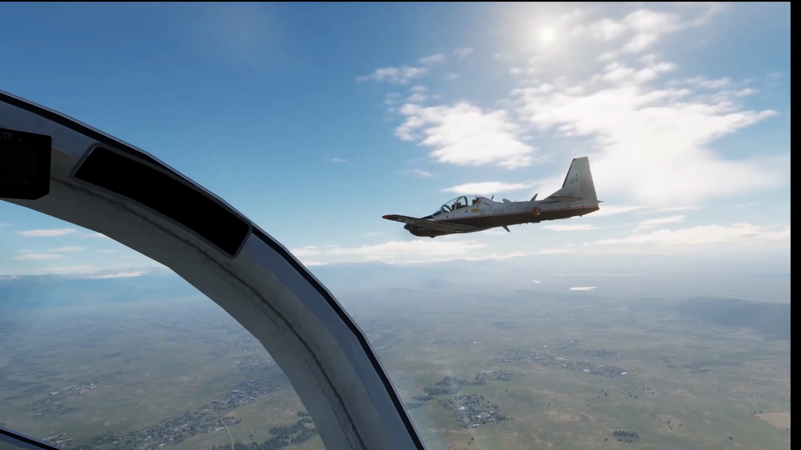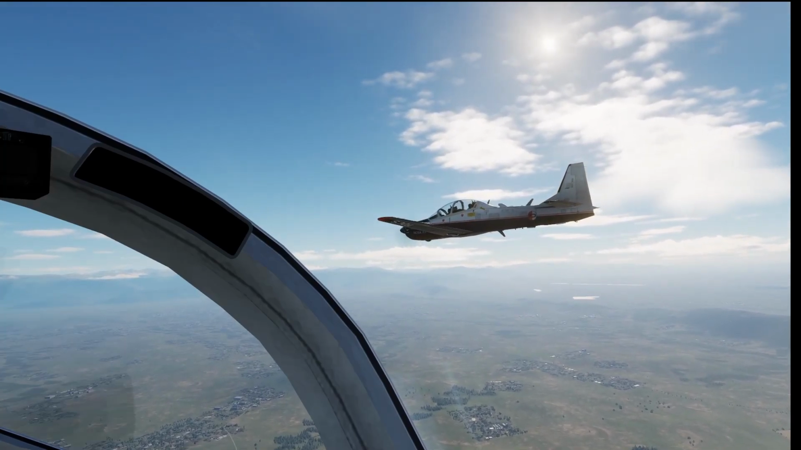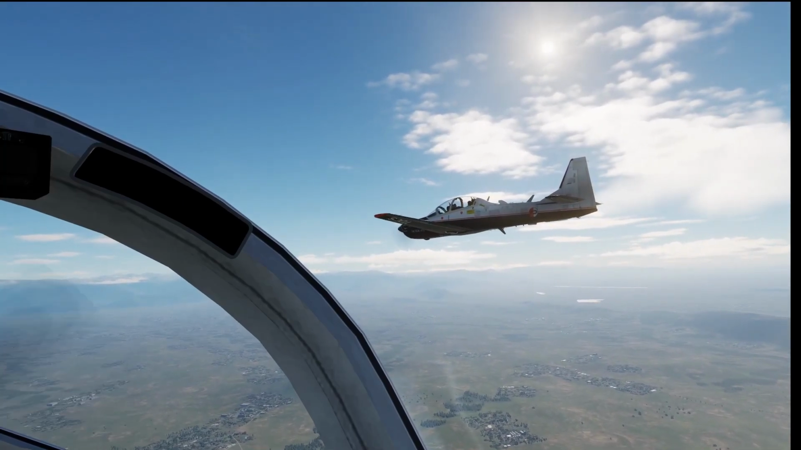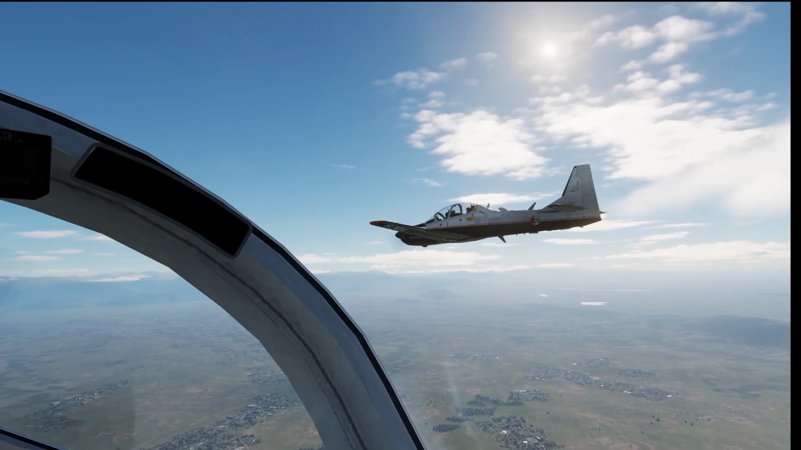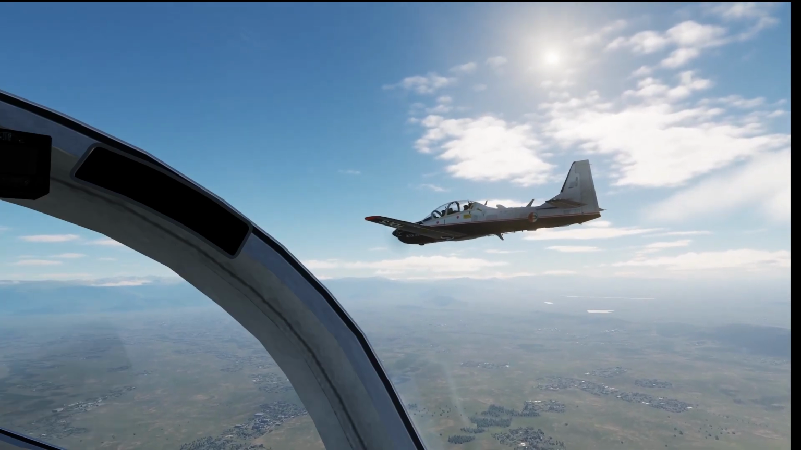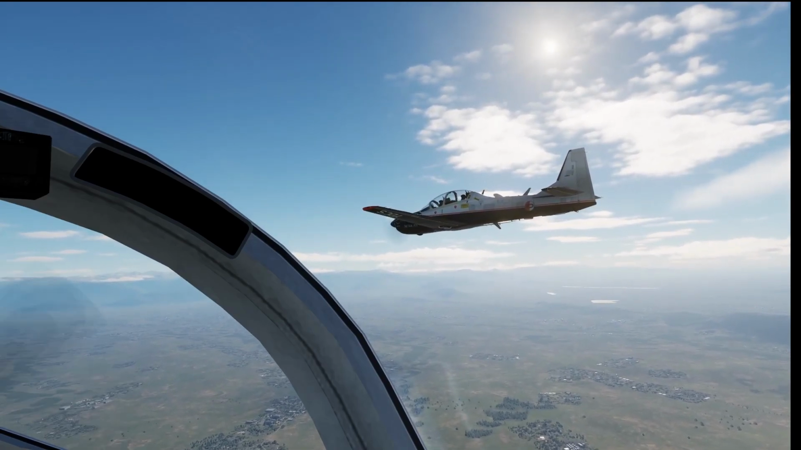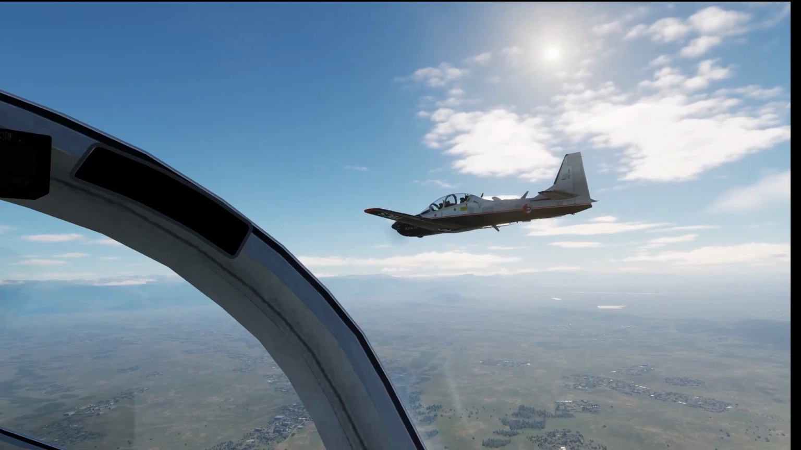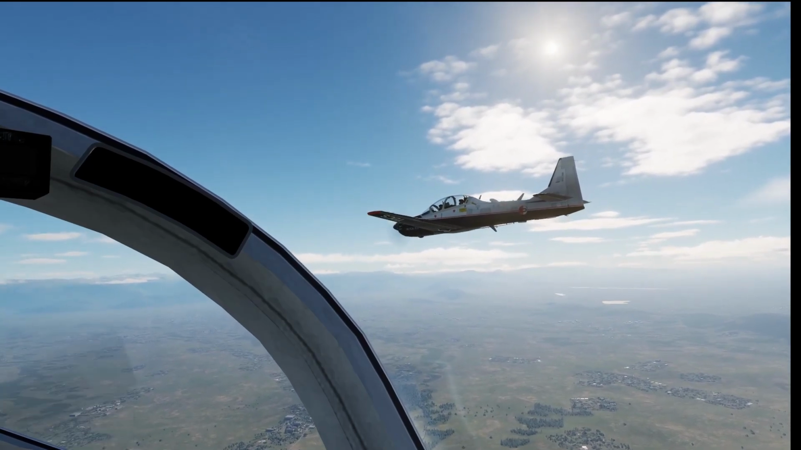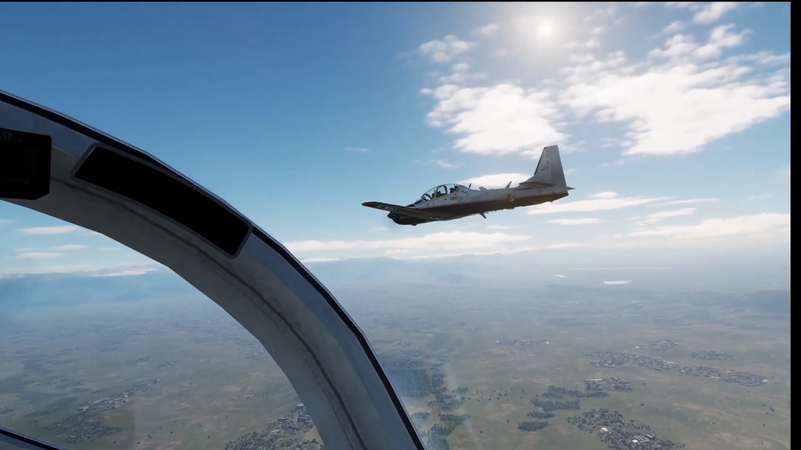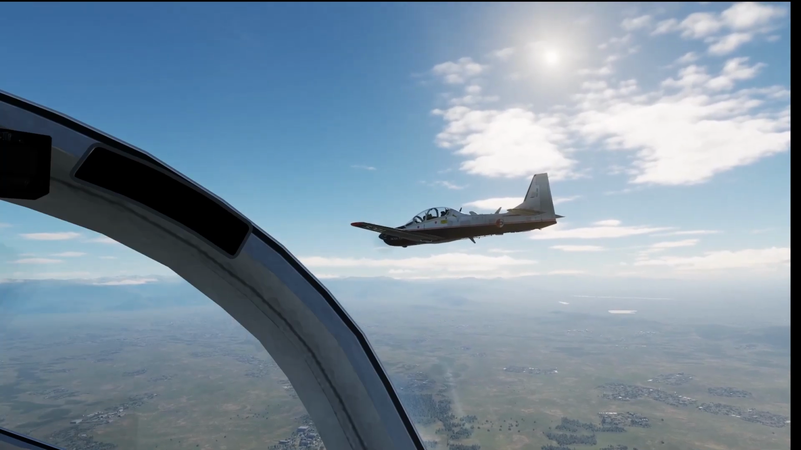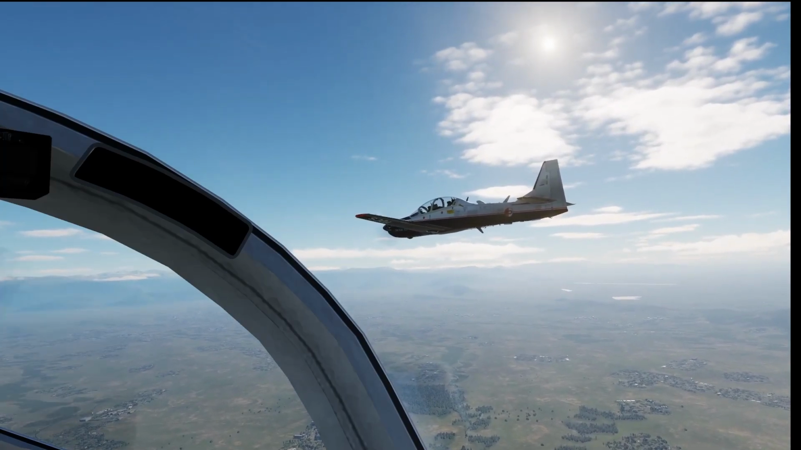But this sight picture right here is what you're looking for to be in proper position for a two-ship flight. Right? Wingmen should be seeing this. This is the sight picture they're holding. And their entire focus is just looking at lead, making micro corrections, and just maintaining that sight picture. If the sight picture changes, then you make the appropriate corrections to put it in the right spot.